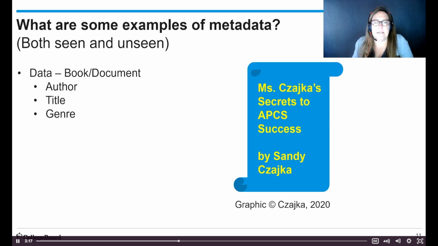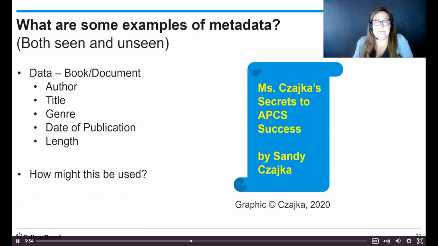Is it a biography? Well, some might say the secrets to AP success are a mystery, but I don't think so. The date of publication, when was it written? How long is it? Now, you might come up with some more ideas of metadata. Feel free to talk to your friends and teachers about other examples.